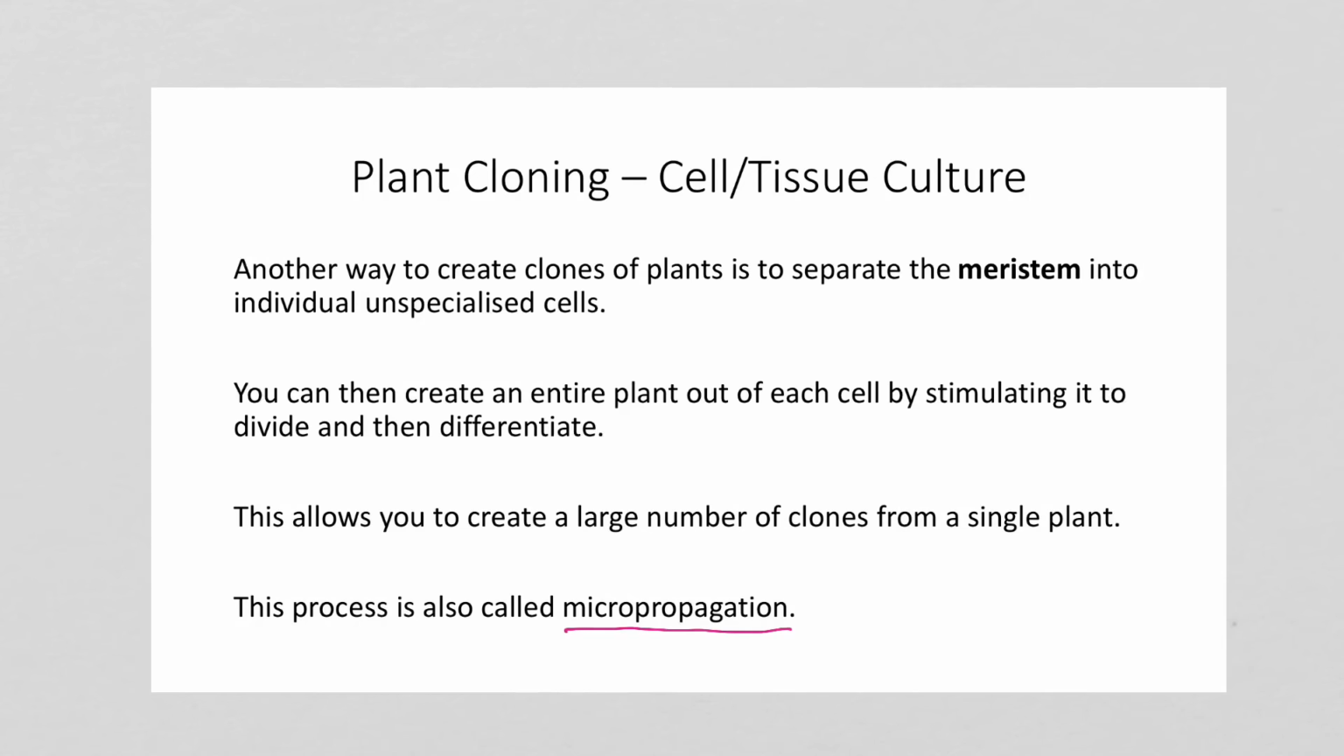And you can make a large number of clones from a single plant. So again, you're using the meristem. If you're thinking plant cloning, if you're thinking plant stem cells, you need to have that word meristem ready to use. Whereas in cuttings, you use a big piece of meristem.